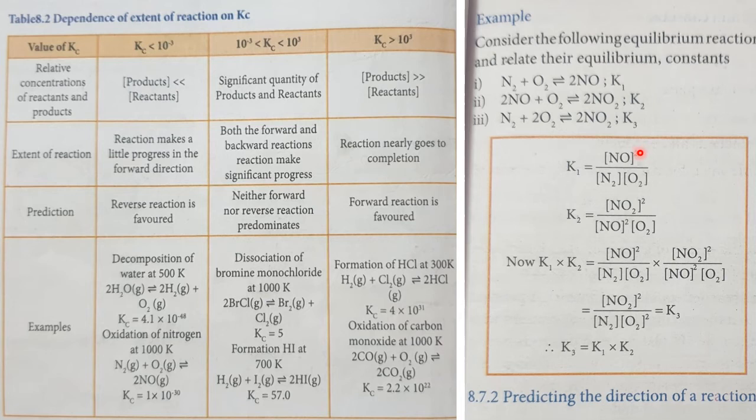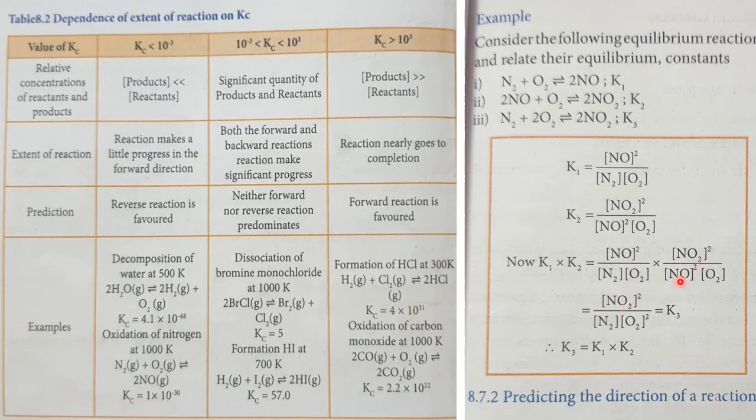NO2 the whole power 2 divided by N2 into O2 into K2. What is K2? NO2 the whole square divided by NO the whole square into O2. Cancel the common terms. NO the whole square, NO the whole square will cancel. Then the remaining terms are not common. So what are the remaining terms?